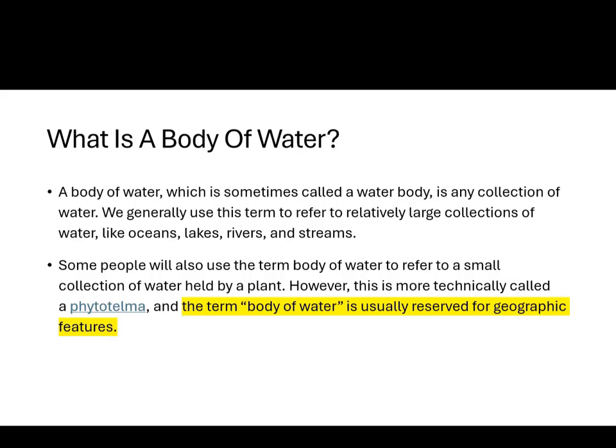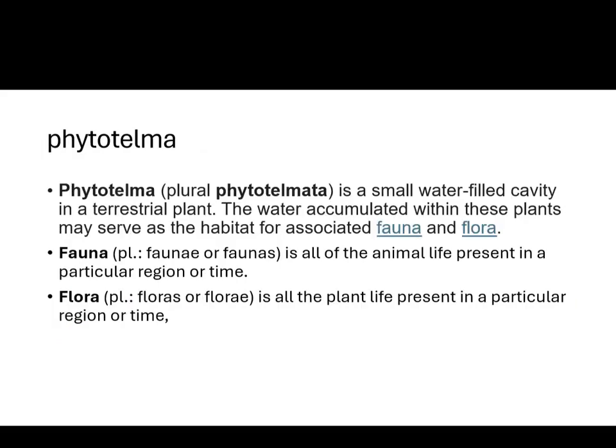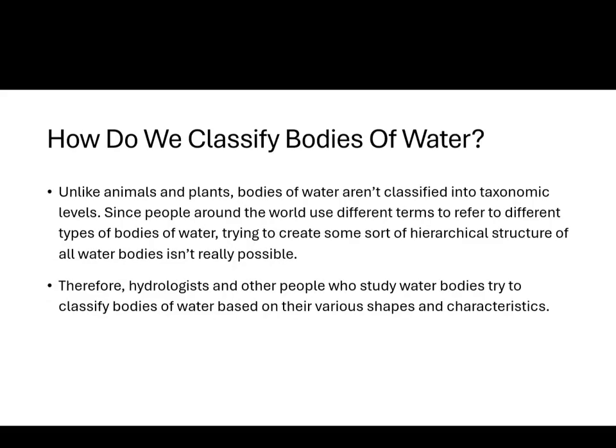reserved for geographical features. The phytotelma is a small water-filled cavity in a terrestrial plant, and the water accumulated within these plants may serve as the habitat for associated fauna and flora. For those who don't know what fauna and flora are, fauna is all the animal life present in a particular region or time, and flora is all the plant life present in a particular region or time.